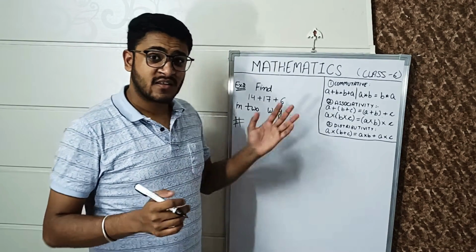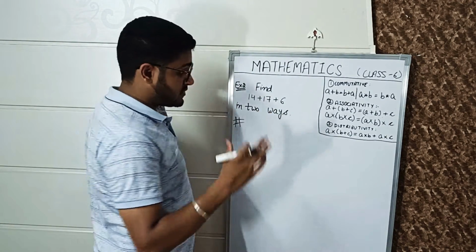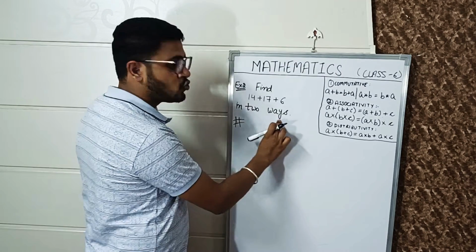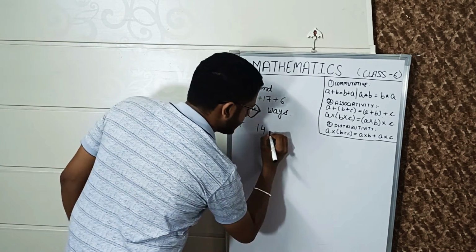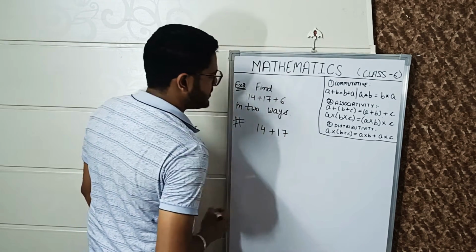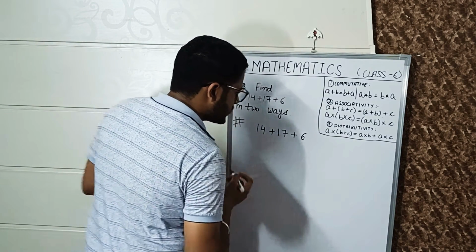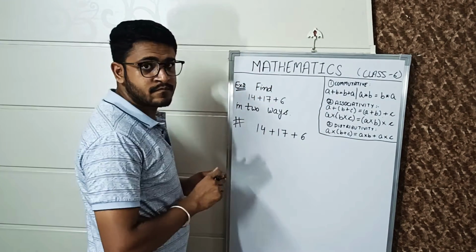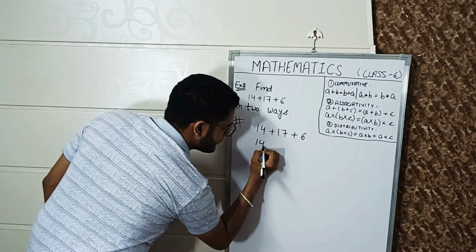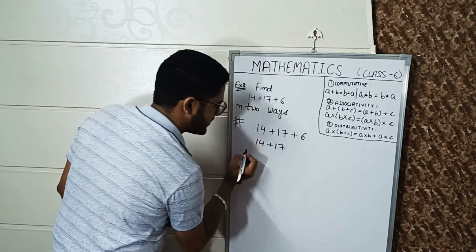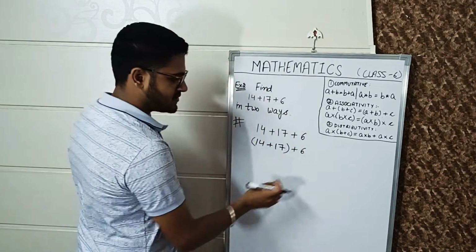Now let's solve another example. Let's try to find out 14 plus 17 plus 6. Then we will solve this equation in two ways, right? So let's start. 14 plus 17 plus 6, right? So what we will do is, let's try first using the property of associativity. 14 plus 17. Let's associate these values along with this 6, right?